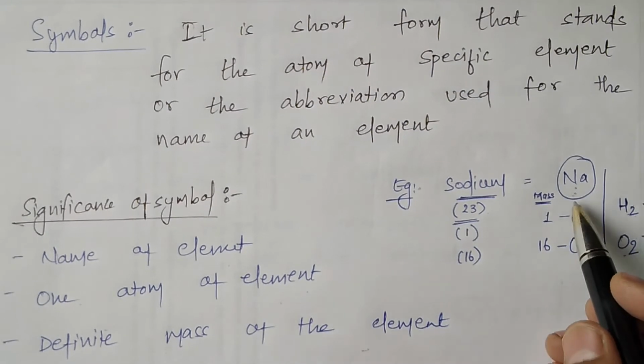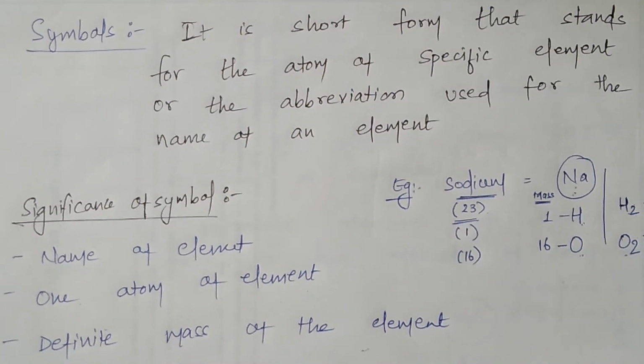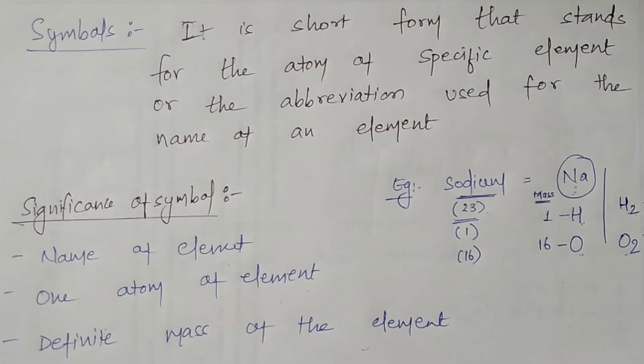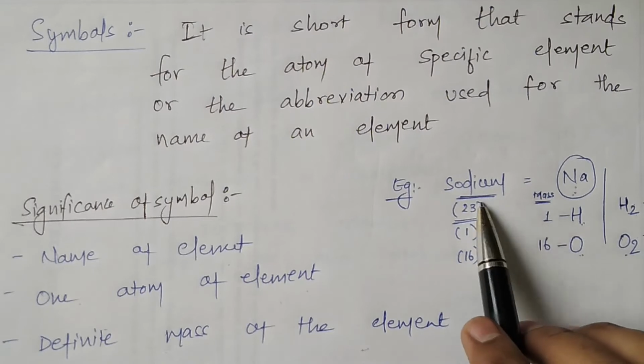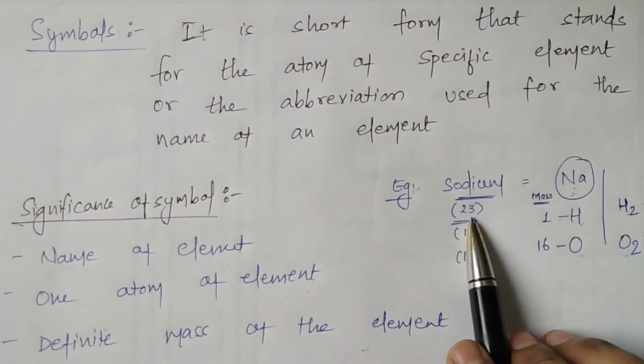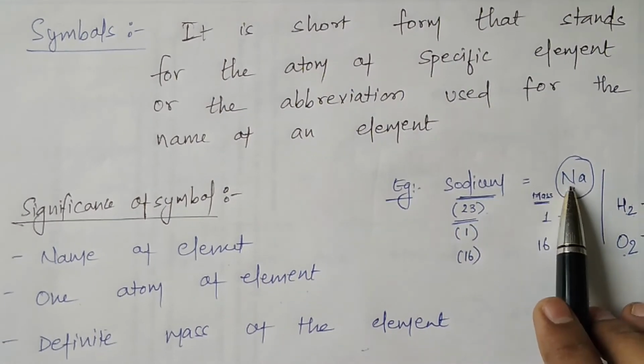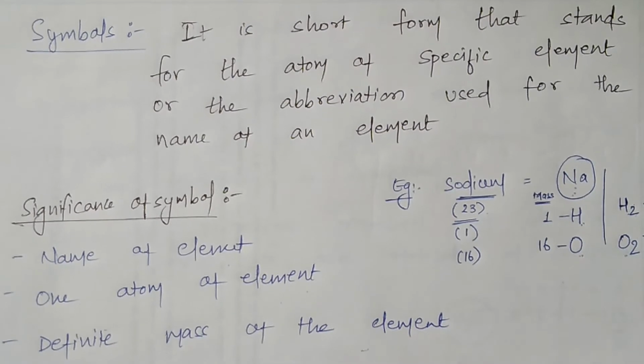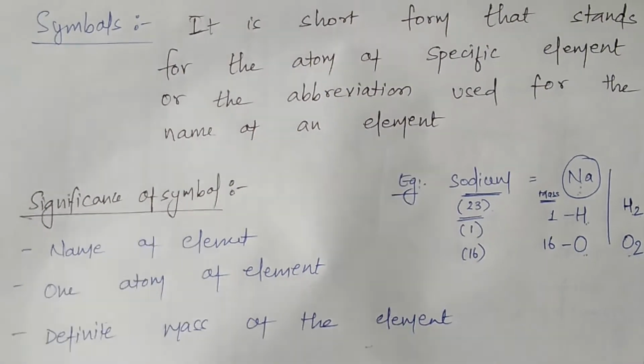Instead, you will simply write NaCl, that represents the sodium chloride. So it makes our task easier. And what is the significance? It represents the name of the element, an atom of the element, a definite mass of the element. So when I say sodium, I want to say that its mass is 23, it is monoatomic, and it is one atom of the element sodium.